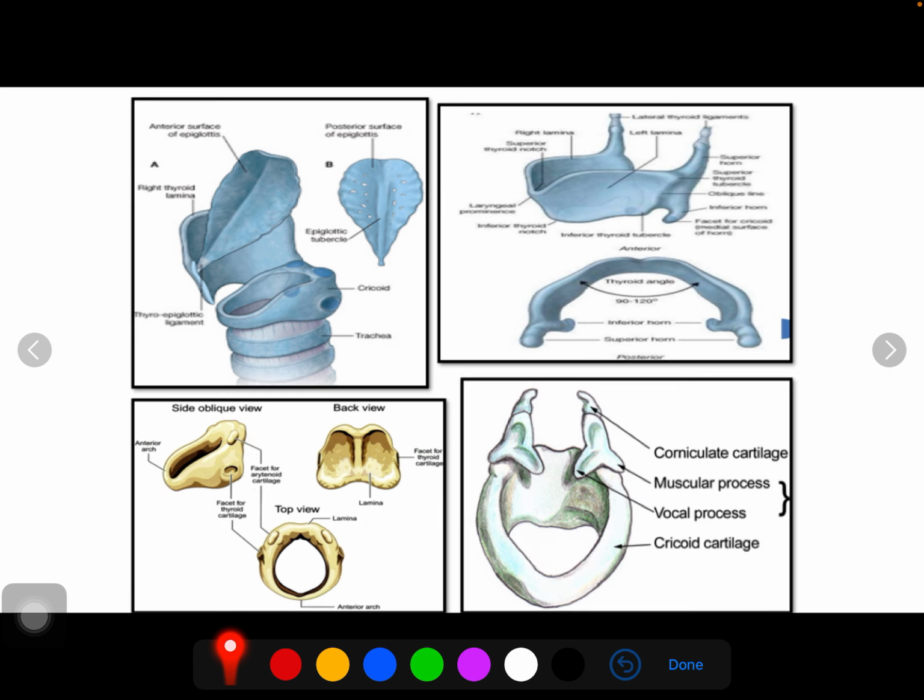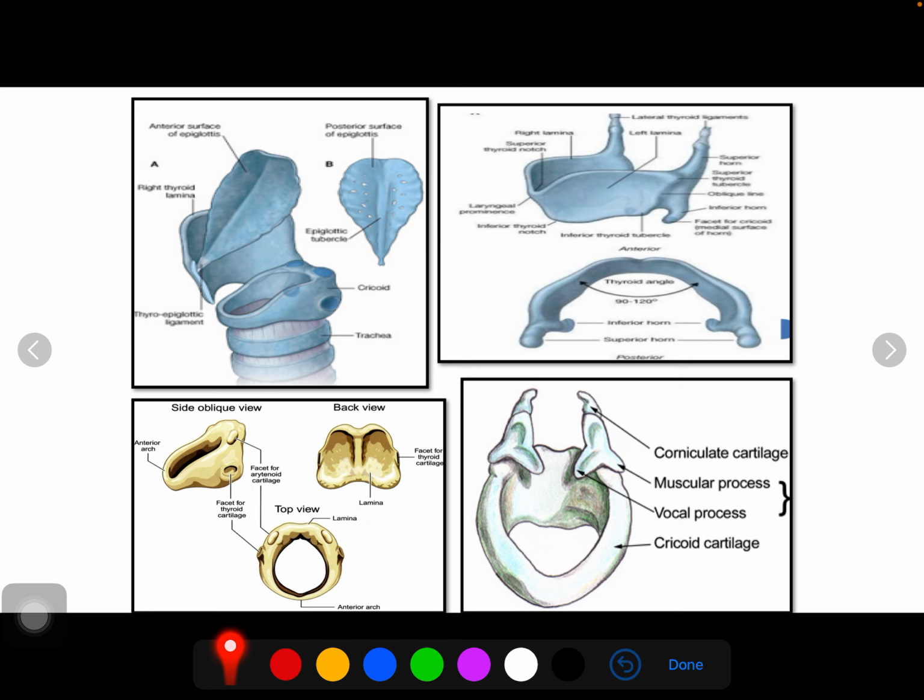Then the next cartilage is the arytenoid cartilage. The arytenoid cartilage is a three-sided pyramid. It has a base and an apex, and it has two processes, the vocal process and the muscular process. It has three surfaces: posterior surface, medial surface and anterolateral surface. Except the apex and the vocal process, which are made of elastic cartilage, the rest of the arytenoid cartilage is hyaline in microscopic structure.